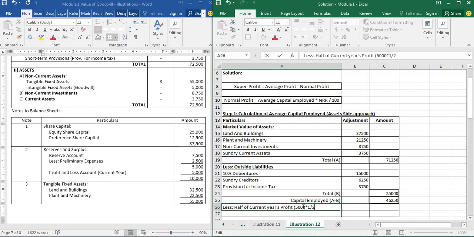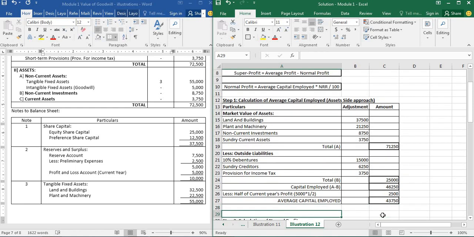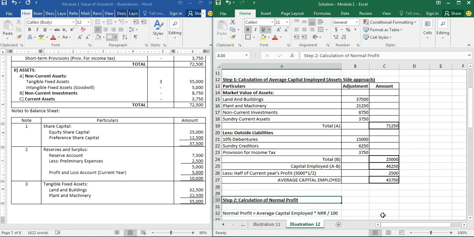We have to do half of it, which will be how much? 2,500, guys. Now we will get average capital employed by subtracting half of current year's profit from the capital employed. So the average capital employed is 43,750. I hope you guys have understood this.